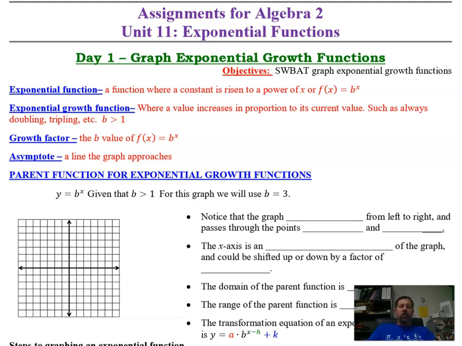Mr. Mortar here to teach you about graphing exponential growth functions. And we're going to talk about exponential functions in this unit in general. All right, so let's start off with a little definition.